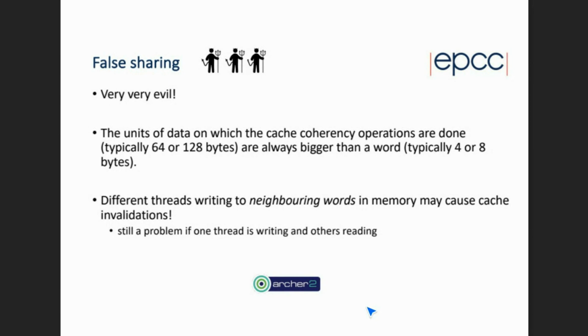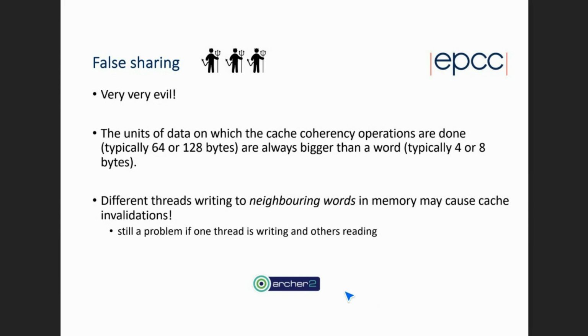What's going on here? Well, we talked about the cache coherency operations, this process of invalidating old copies in caches. The units of data on which all this happens is cache lines. So these are typically 64 or 128 bytes, but they're always bigger than a single word. Your single word of data, depending on whether it's an integer or floating point or double precision, will typically be 4 or 8 bytes.